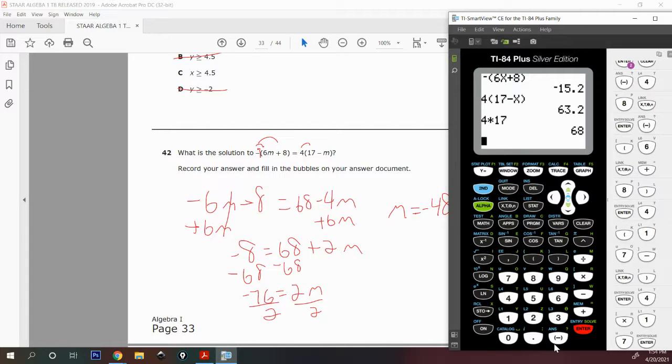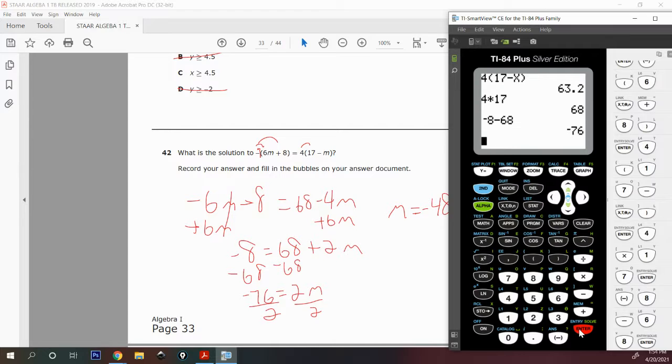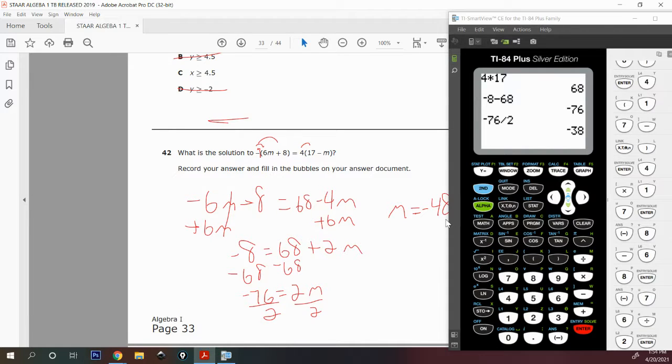I had -8 minus 68. -8 minus 68. All right, that makes -76. -76, and divide that by 2. And oh man, I messed up. All right, I got 48. No, it's supposed to be, forget that. It's supposed to be -38. All right, let's check that then.